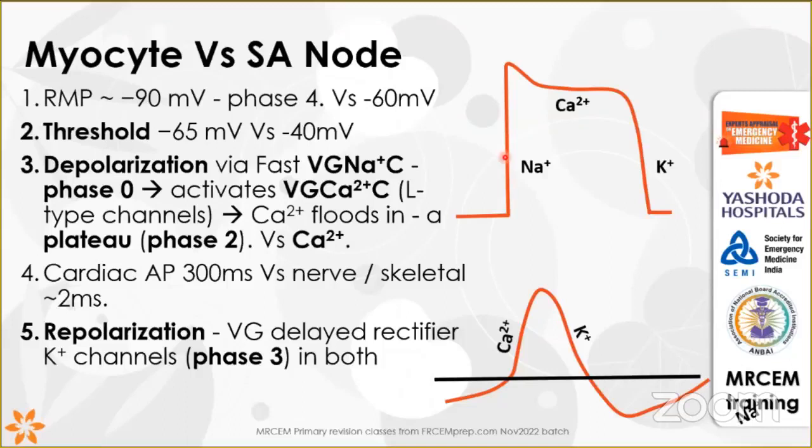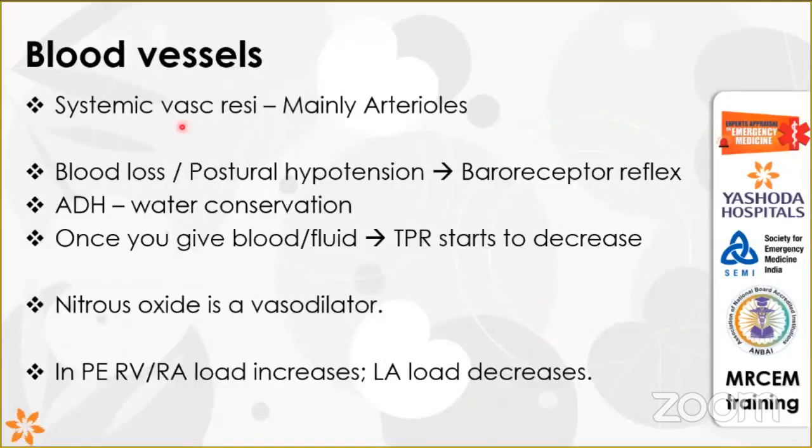Coming to blood vessels, systemic vascular resistance is mostly because of arterioles. Whenever you lose blood or there is postural hypotension, the baroreceptor reflex is activated and ADH is released to conserve water from the kidneys. Once you give blood or fluid, these ADH effects wean off and total peripheral resistance starts to decrease. So TPR is first increased to raise the blood pressure, and once the fluid is replaced, it comes down. Nitric oxide is a vasodilator.